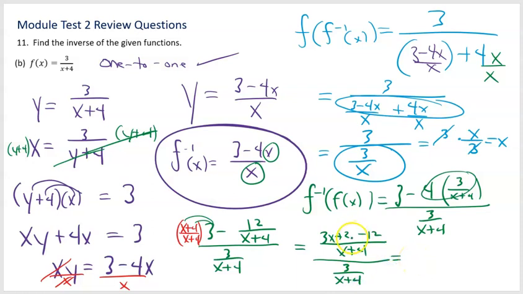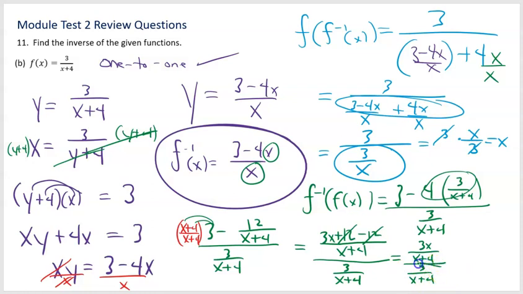Okay, now I had a typo here. That looks like 3 plus 2. That's supposed to be 3 plus 12. There we go. When we distribute the 3 inside, now this plus 12 and this minus 12 cancel each other out. That gives me 3x over x plus 4. In my denominator, I have 3 over x plus 4.